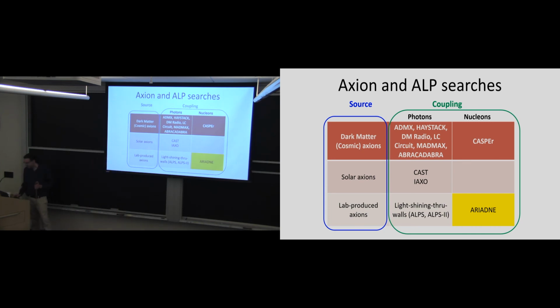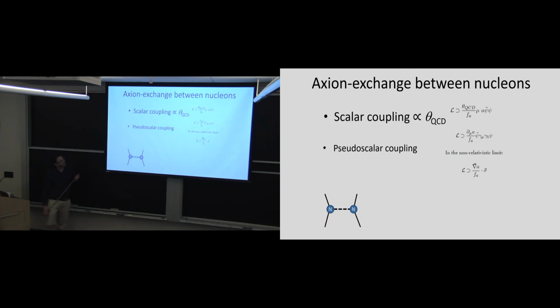So axions can produce forces in the following way. There's generically a scalar coupling, which one might expect to be related to theta QCD, and a pseudo-scalar coupling, which basically looks in the non-relativistic limit like the gradient of the axion divided by the axion scale, the symmetry breaking scale f_a, dotted into sigma, which is the spin of the fermion.